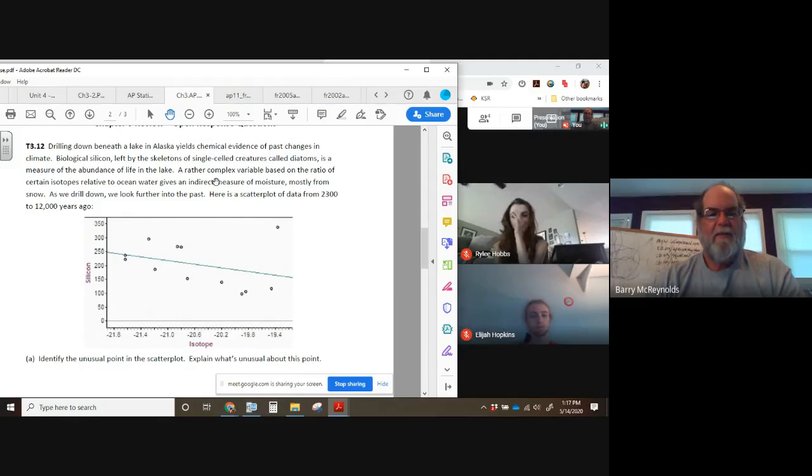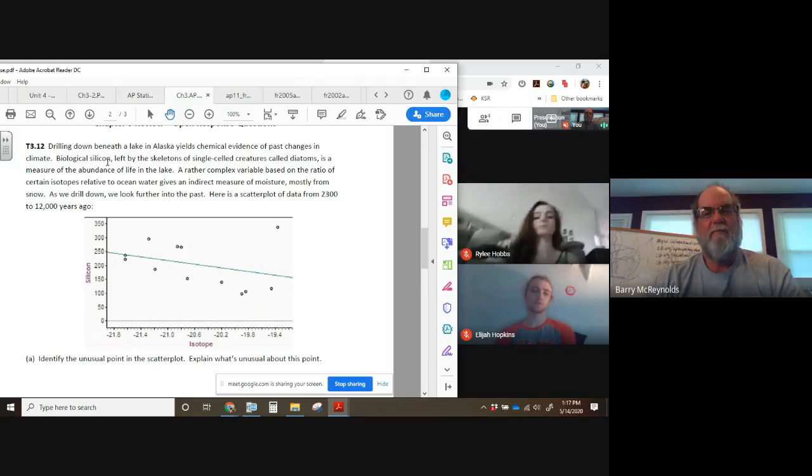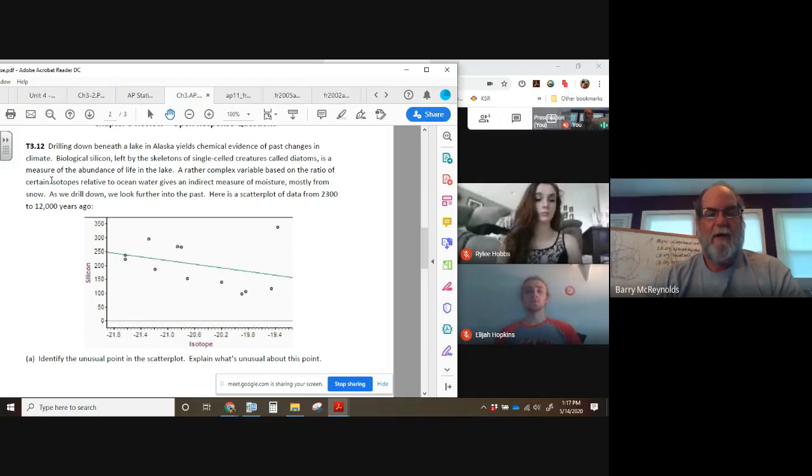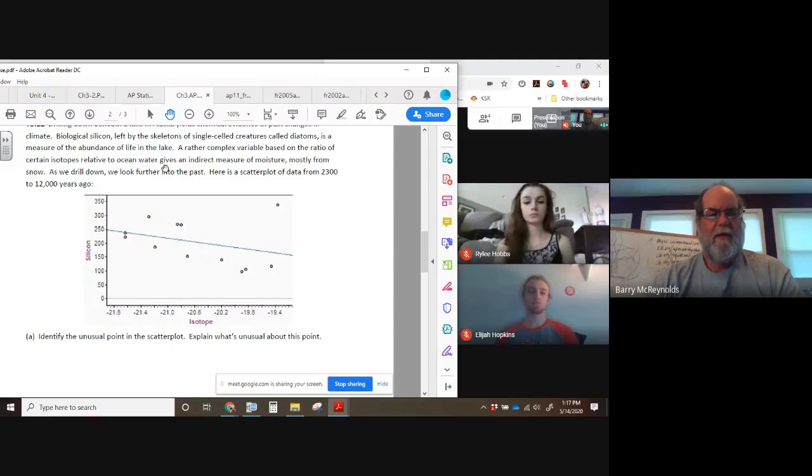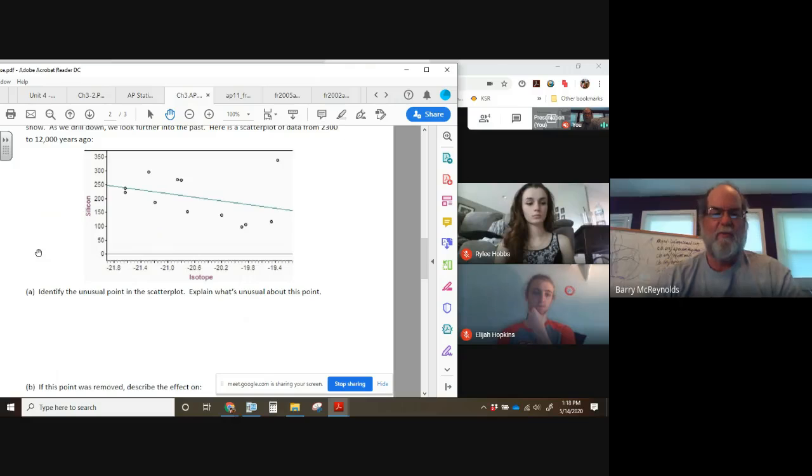Friday. So the context here is biological silicon left behind at the bottom of a lake in Alaska. It contains certain isotopes, and you remember from chemistry that a certain percentage of all of the silicon molecules, I think, are radioactive, and so we can find them here. The farther you drill, of course, the deeper into the past you go, and so here is a scatter plot of data in these age ranges.